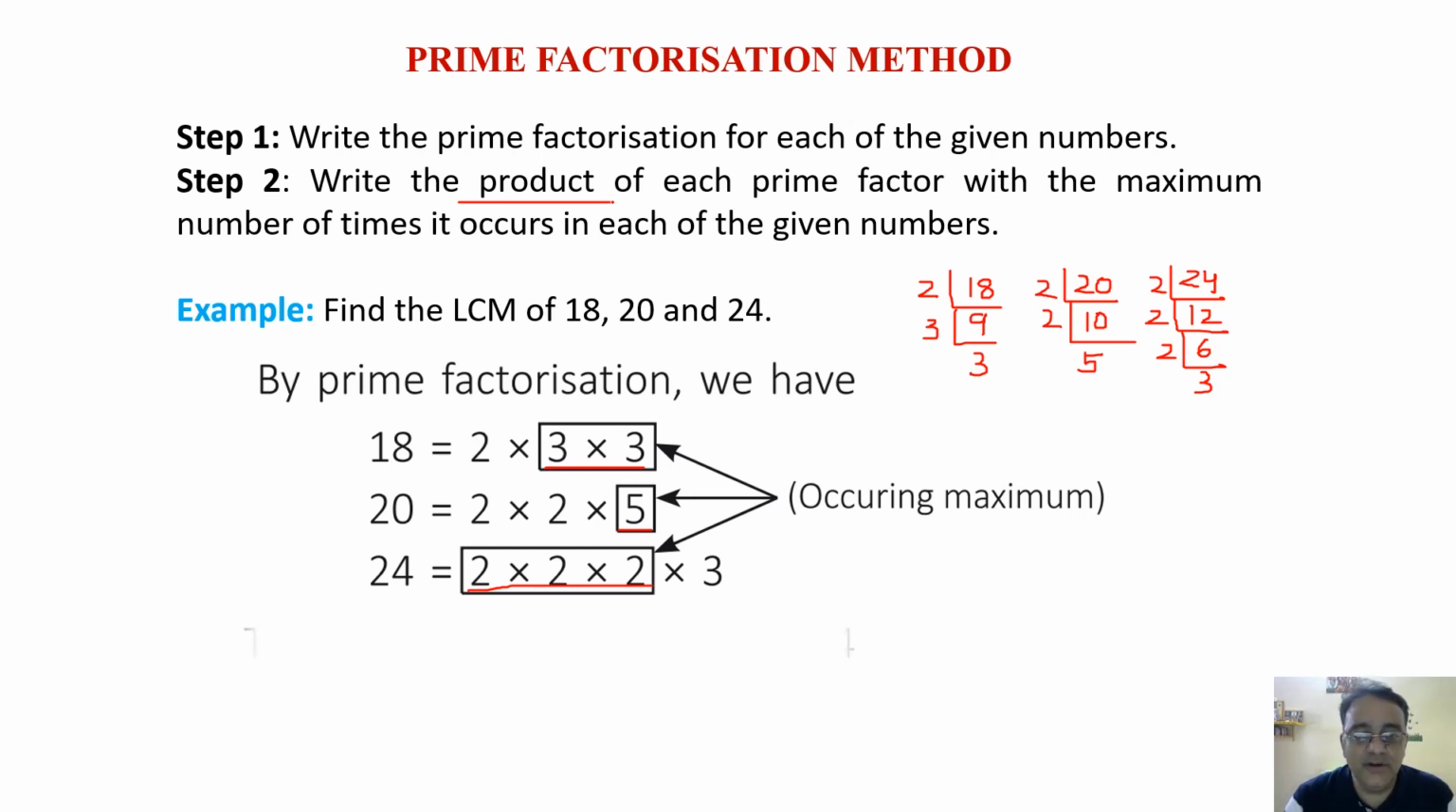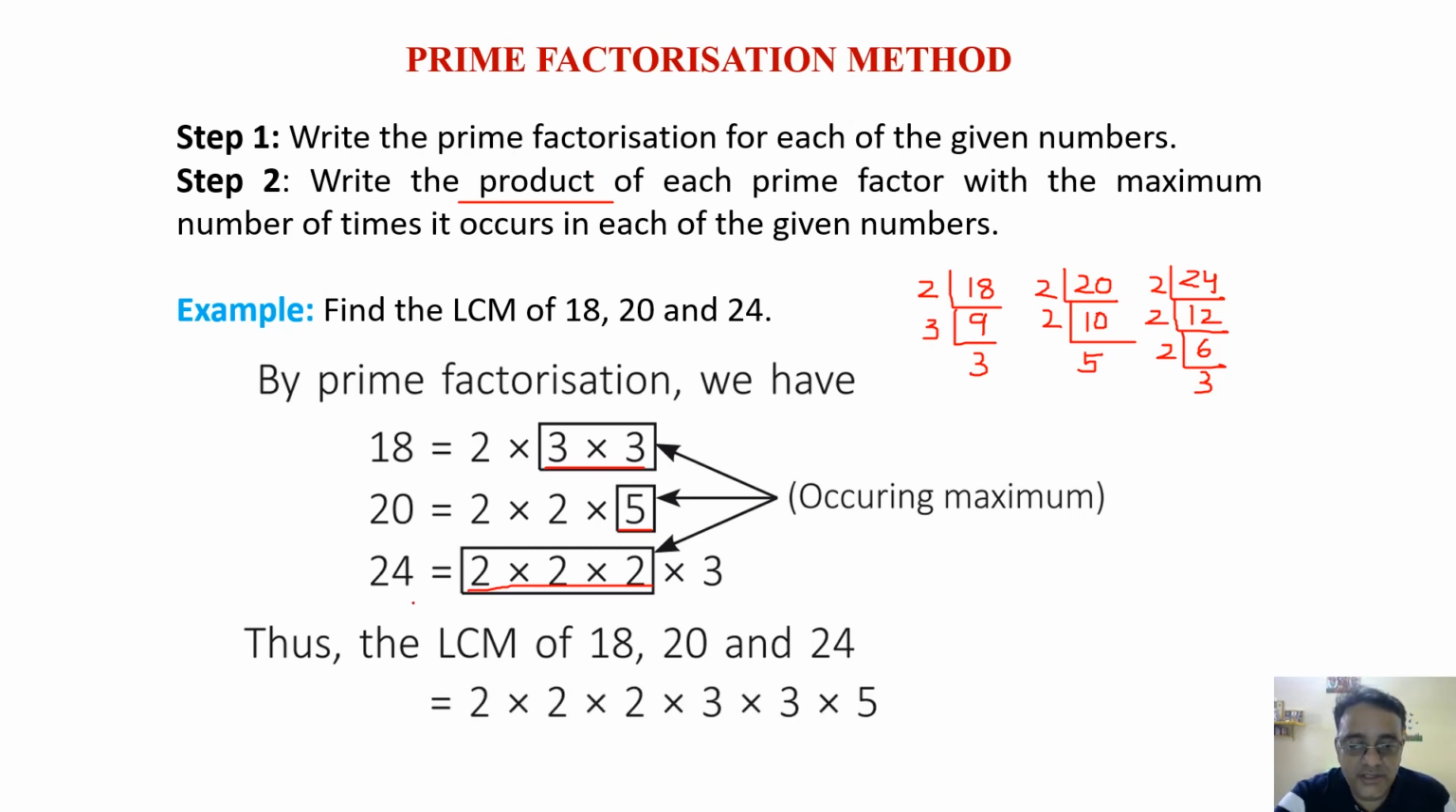So LCM of 18, 20 and 24 is nothing but 2 into 2 into 2 into 3 into 3 into 5. Now see, how will you multiply? 2 into 5 is 10. 4 into 9 is 36. 36 into 10 is 360. So this is the required LCM of these three numbers. Okay. Now we are moving towards one more example.